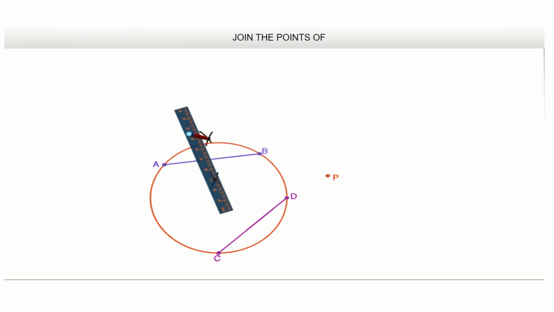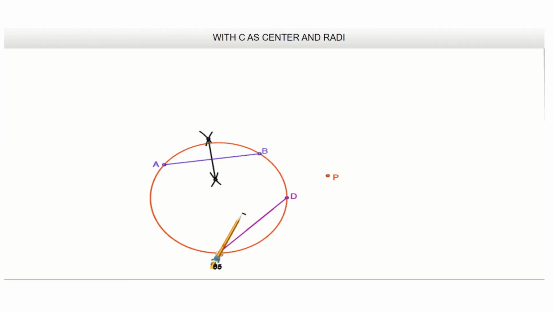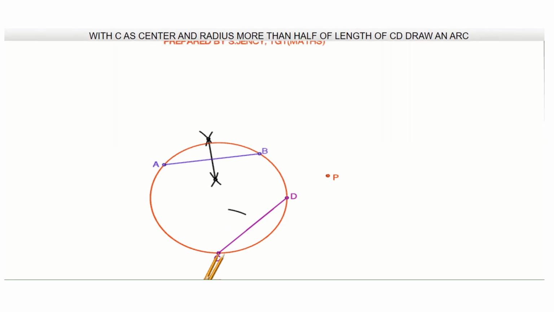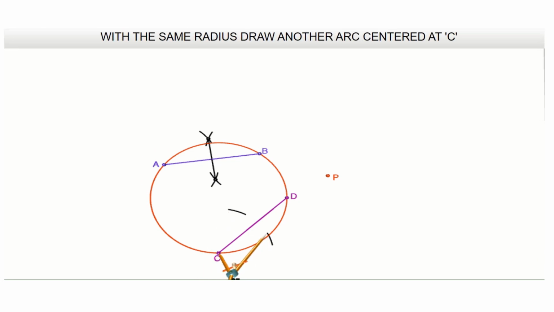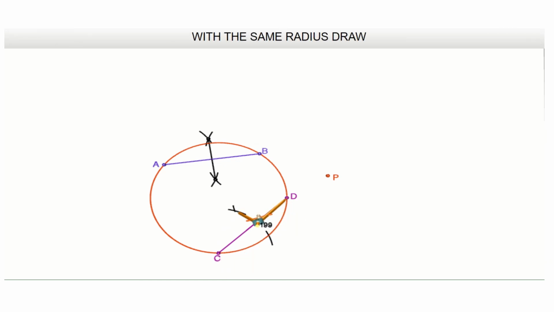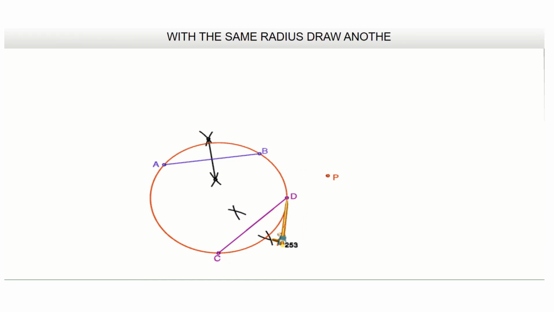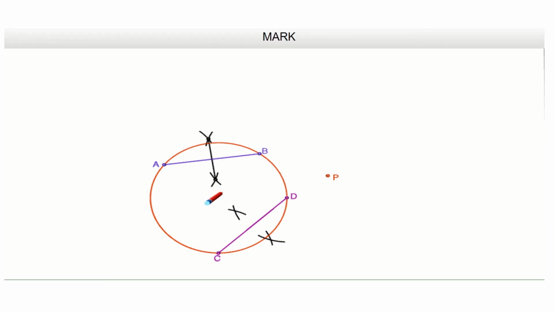Like I am going to join this. Next, as for the AB chord I did, the same we are going to do for the CD chord. So more than half of the length I am going to take, keeping the center as C, and I am going to draw two arcs. The same thing, I am going to shift my center to D and draw another two arcs. Now I am going to join these two.